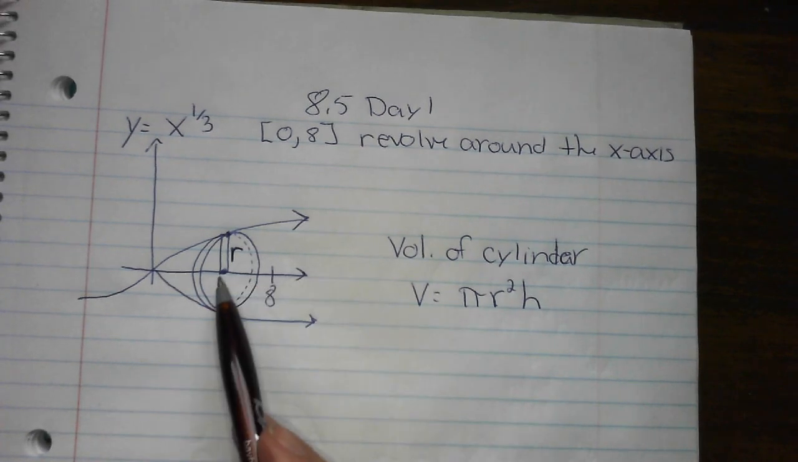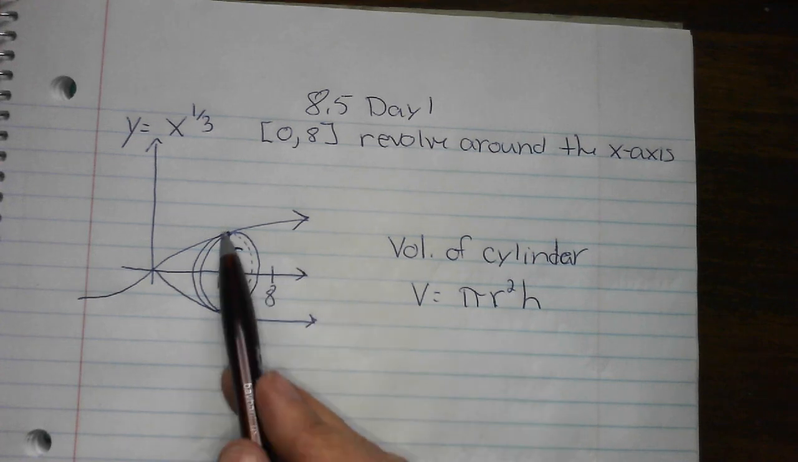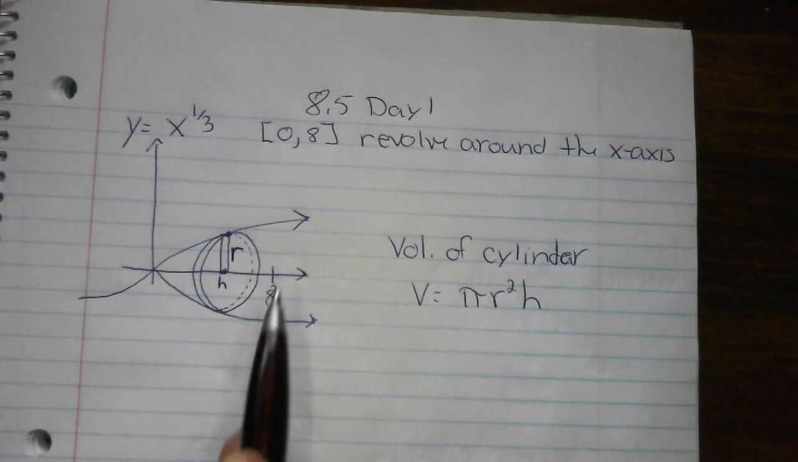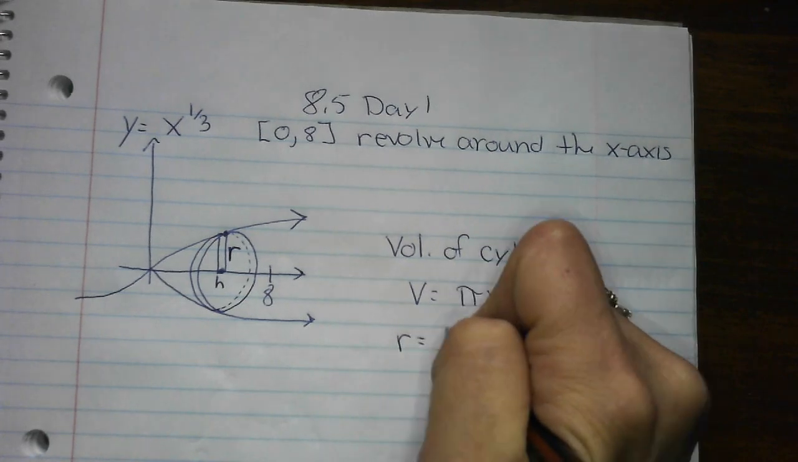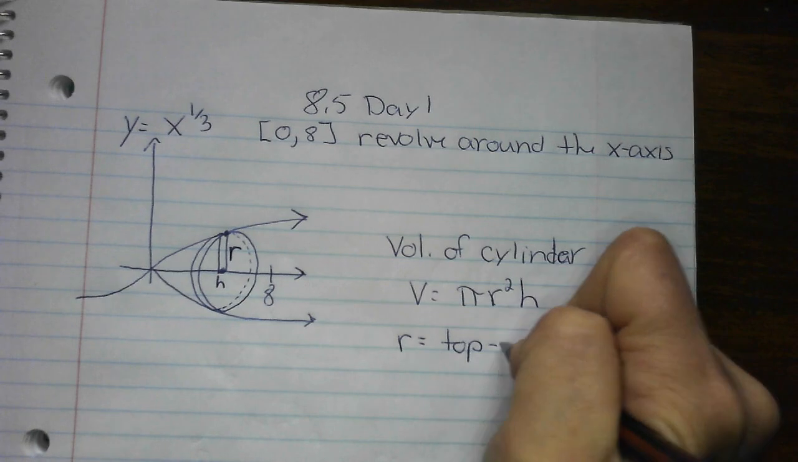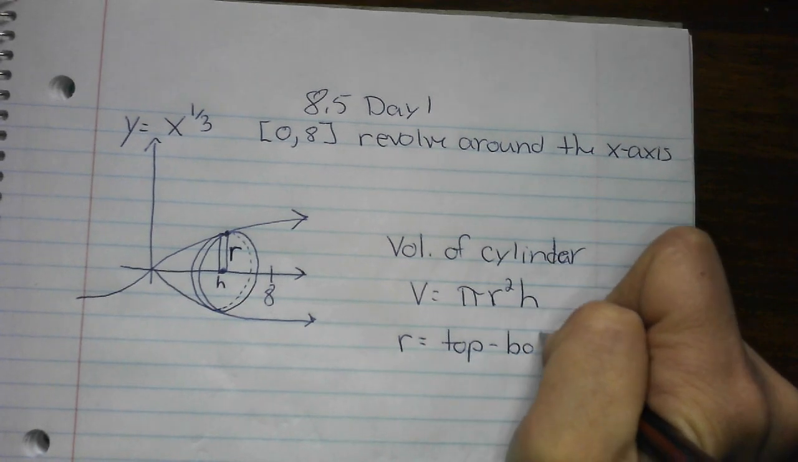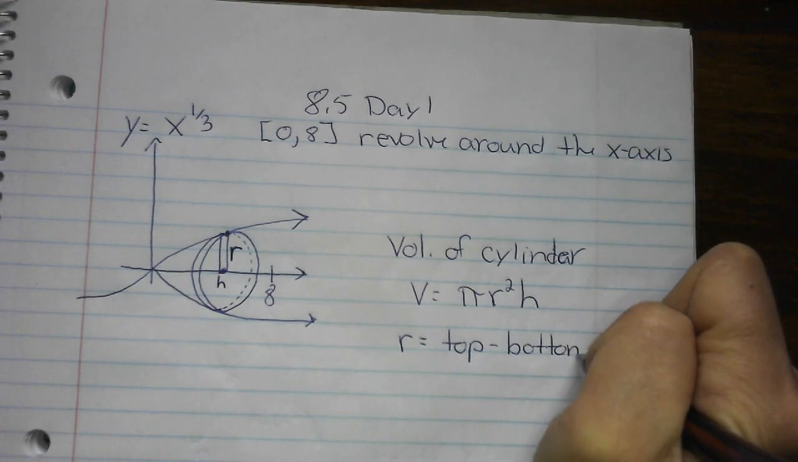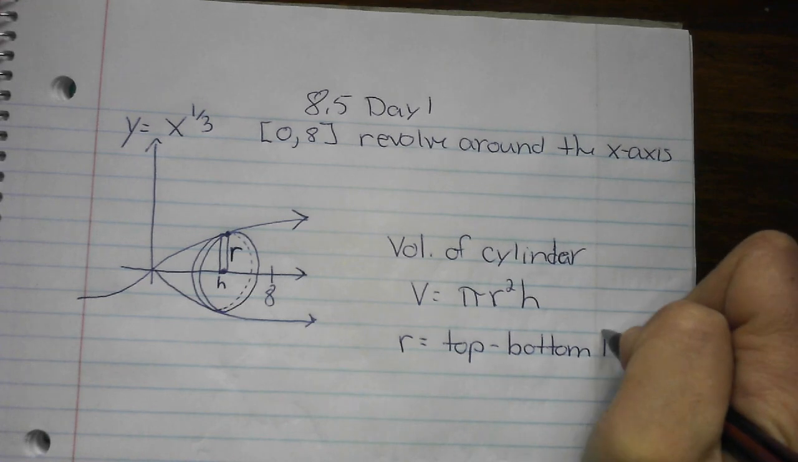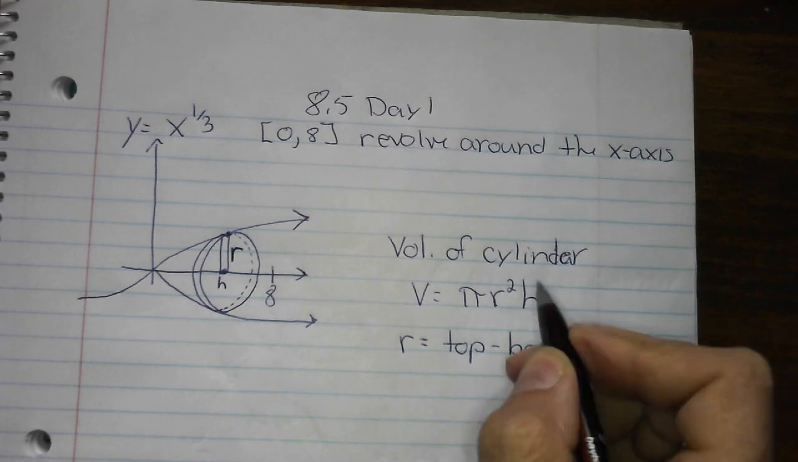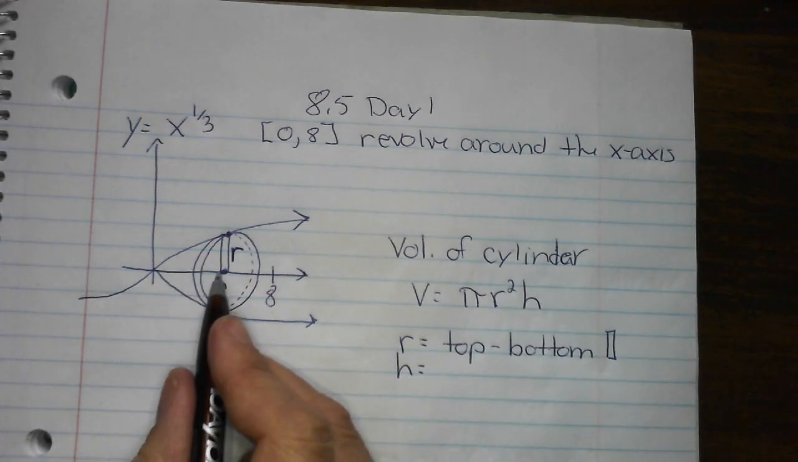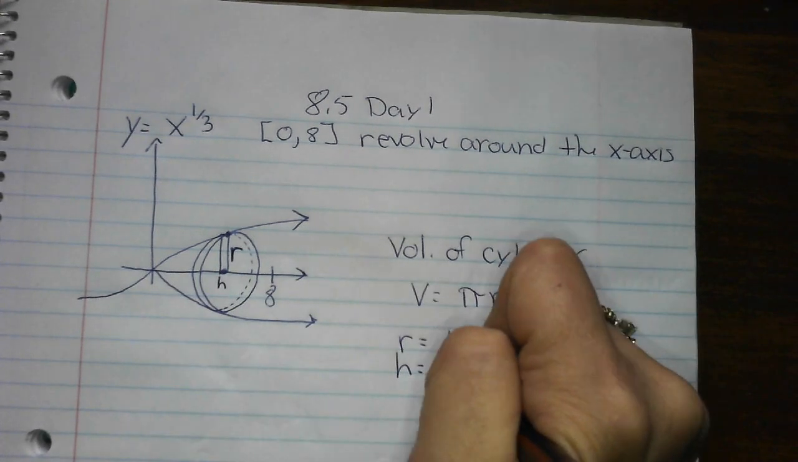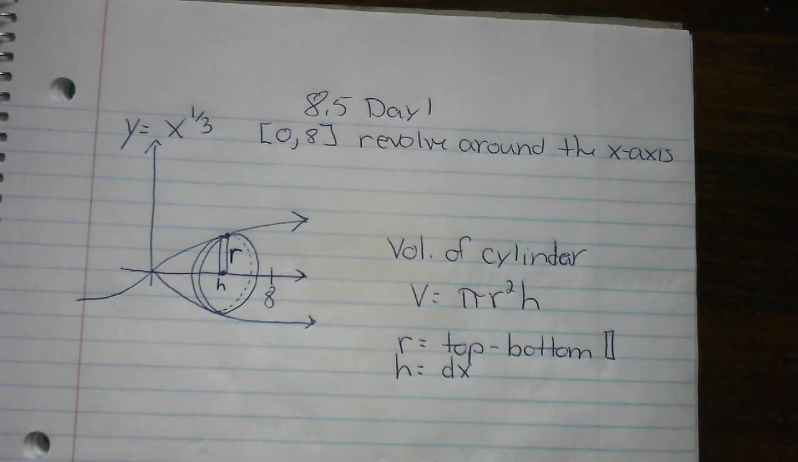So how are we going to get the radius? Well, that's going to be the height of our rectangle. So the radius is top minus bottom of the rectangle. And the h, being the height, is our thickness, or what we've been calling the change in x, the dx.